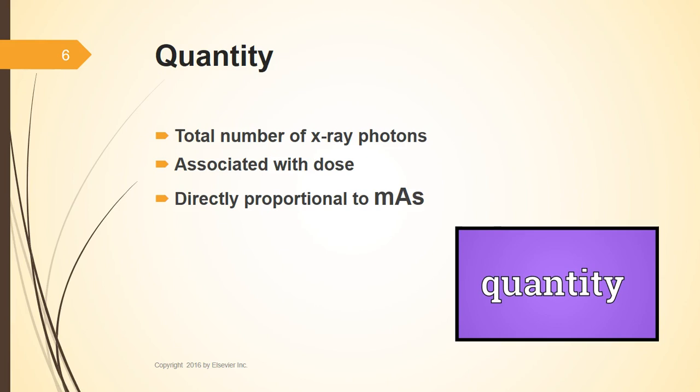Because mass controls the number of electrons that are boiling off the filament and available to produce X-rays, it's considered the primary factor controlling quantity. Double the mass, double the quantity. And if you have any adjustments that are needed, mass is the factor that you adjust for quantity. So quantity, mass, keep those two things in mind together.